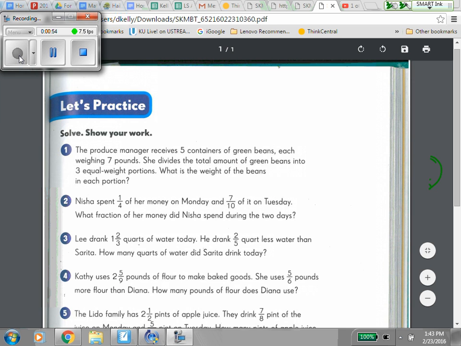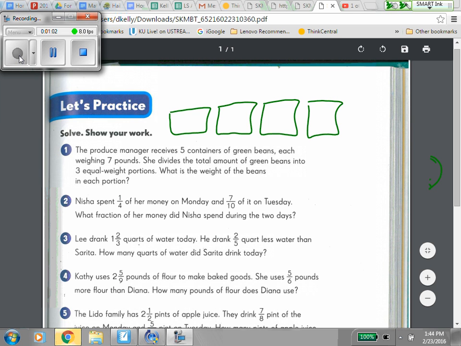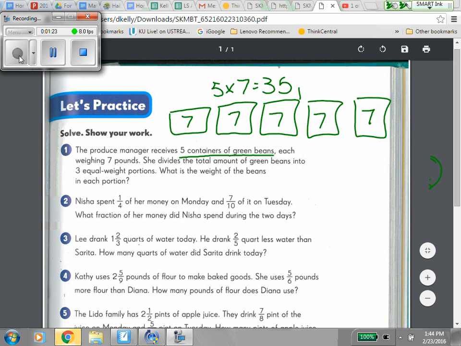So the produce manager, the guy in the fruit and vegetable aisle in the supermarket, he receives the 5 containers, 1, 2, 3, 4, 5. So he receives 5 containers of green beans. Each of those containers weighs 7 pounds. Gosh, how many pounds of green beans do we have? Well, I have 5 containers, each with 7 pounds. So 5 times 7 is 35. I've got 35 pounds of green beans.